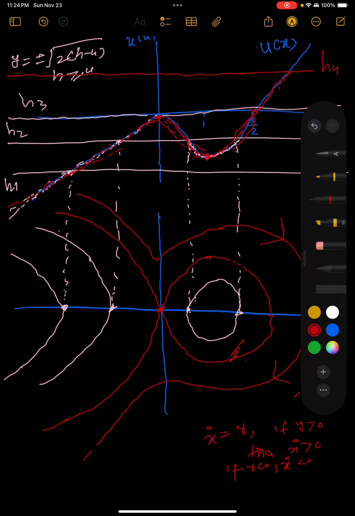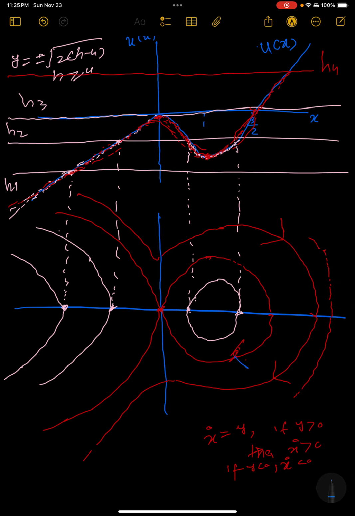I don't know why this pen is not working. Okay, so you can see that this is going this way, this is going this way, this is going this way, this is going this way. So you can see the flow of the solution, the flow of the direction, it is totally correct. So it's starting and then it goes there.